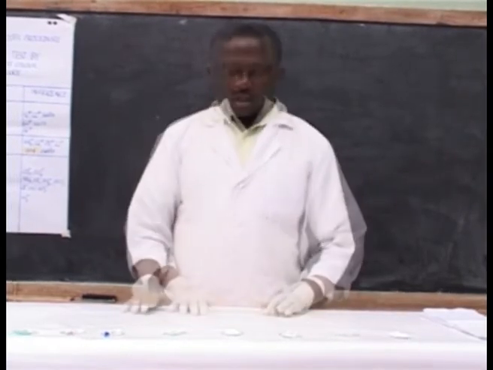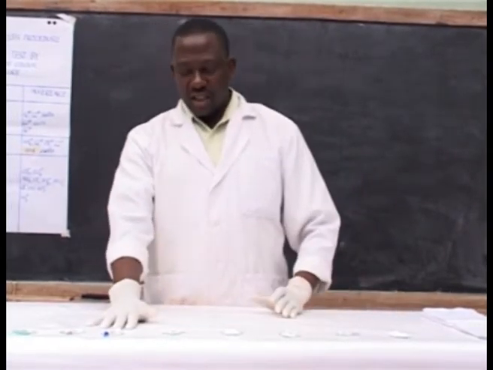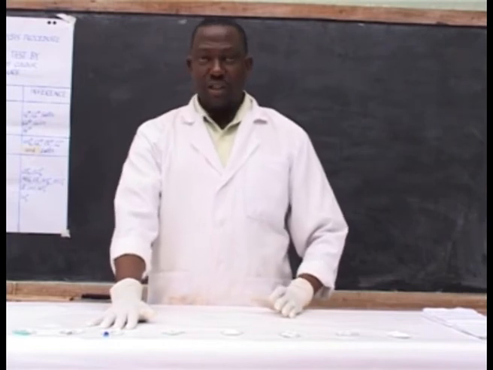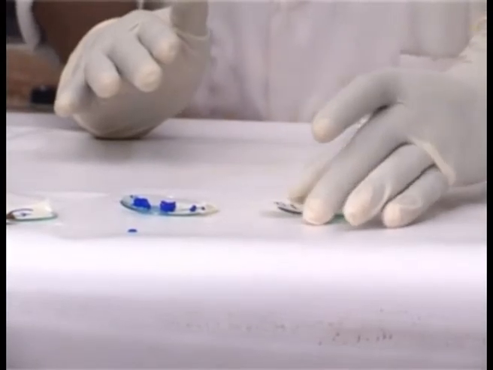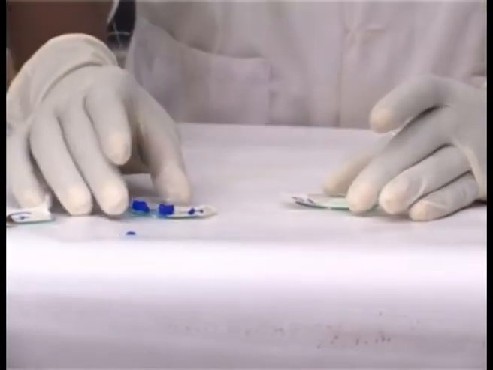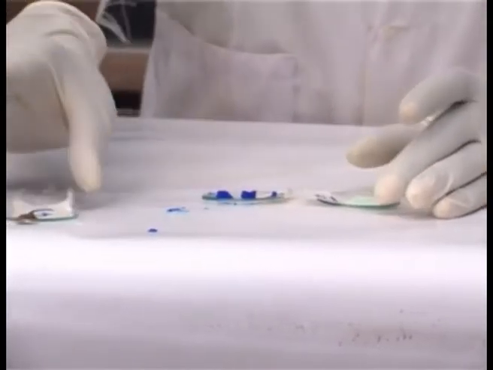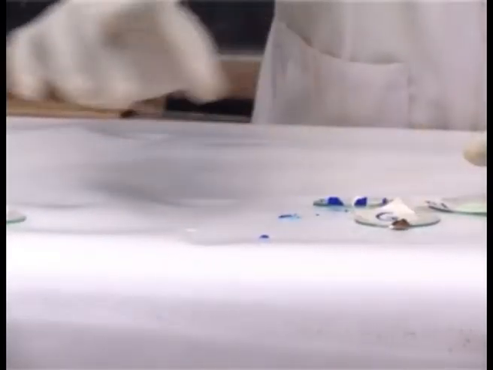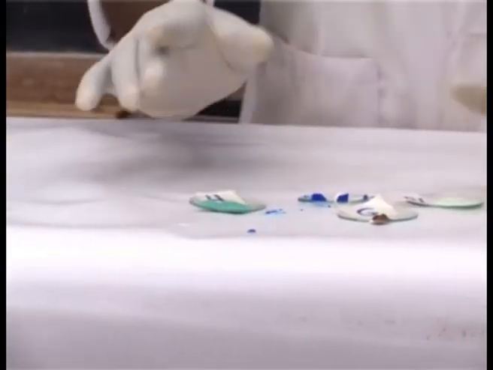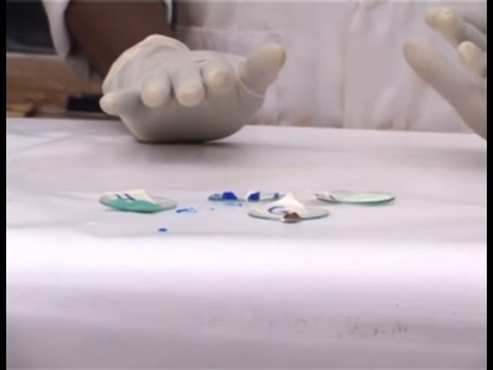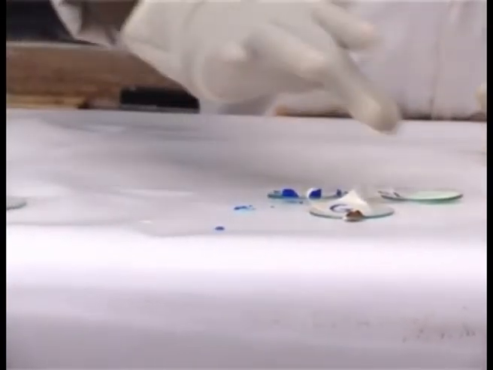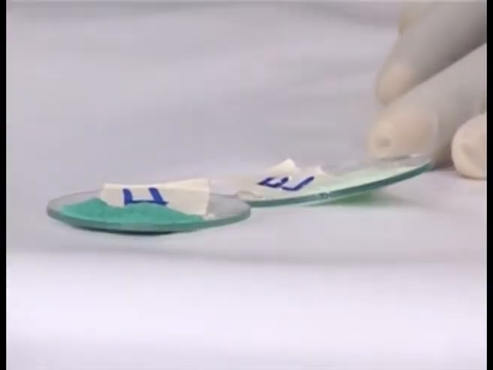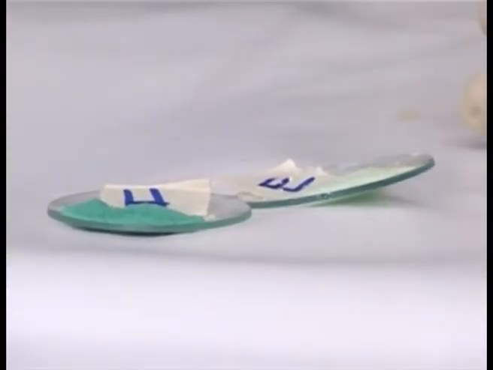Procedure: group salts according to the color. Salt E, F, G, and H are colored. H and E are greenish in color.